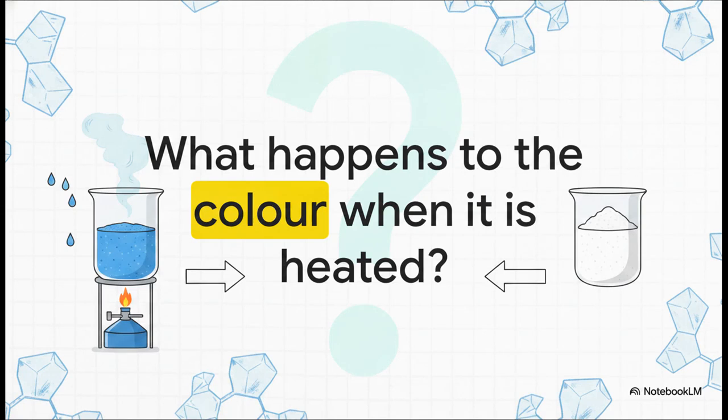And finally, Q5. What happens to the color of hydrated copper sulfate when it is heated? The answer is super dynamic. Heating completely removes those attached water molecules. So the deep blue color changes back to powdery white.